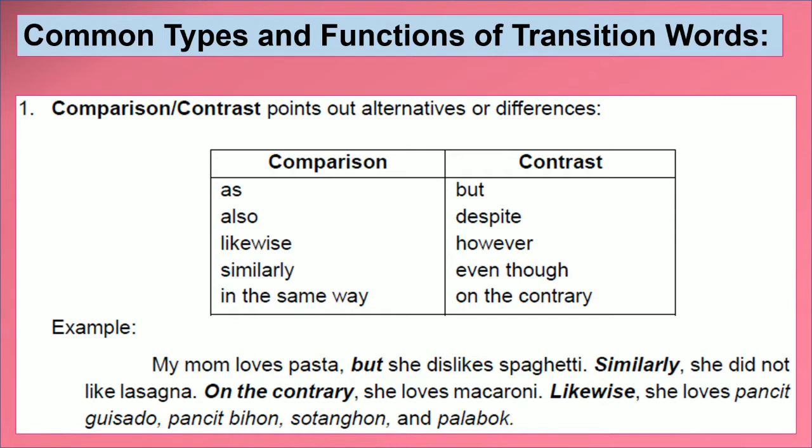So example, my mom loves pasta, but she dislikes spaghetti. Gusto ni mama ang pasta pero ayaw niya ng spaghetti. So magkaiba. And it uses but contrast. Similarly, she did not like lasagna. On the contrary, she loves macaroni. Likewise, she loves pansit gisado, pansit bihon, sotanghon, and palabok.